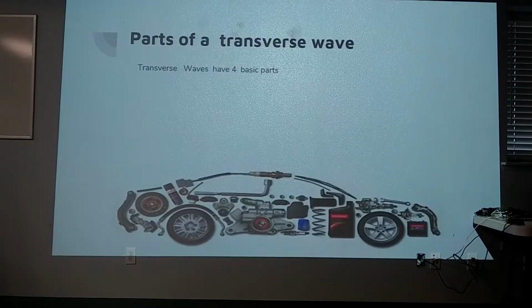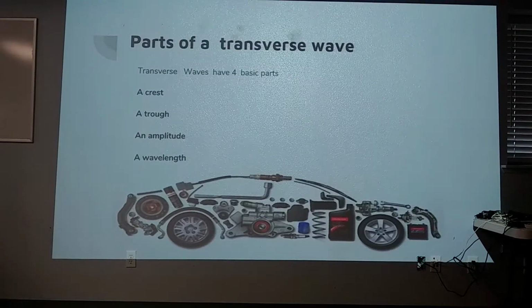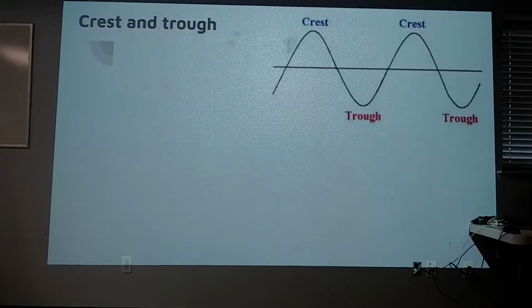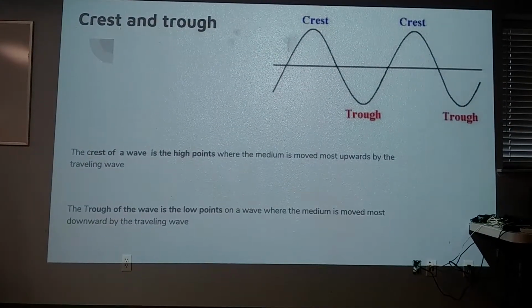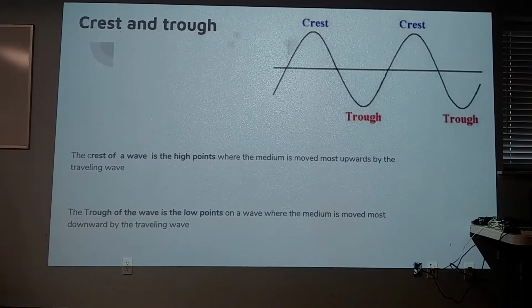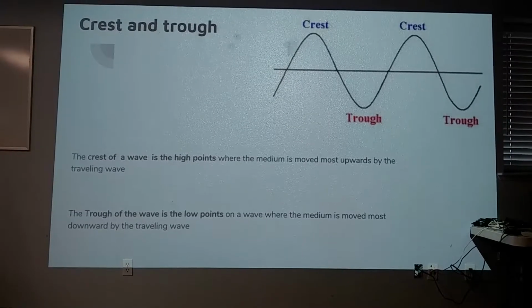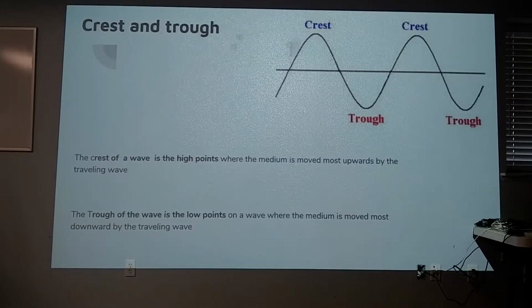Parts of the wave. The wave has four basic parts: a crest, a trough, an amplitude, a wavelength. Crest and trough. So the crests are the peaks of the wave, the top high parts, where the medium the wave moves through is disturbed the most upwards away from where it started. The trough is the bottom part of the wave. That's where the particle is moved the most down away from where it started.